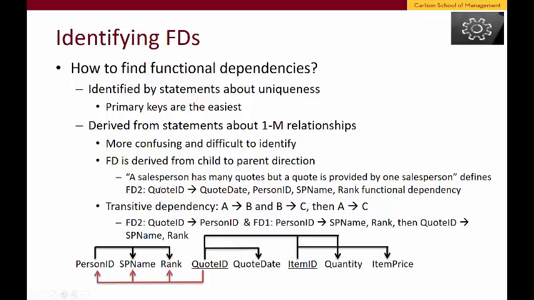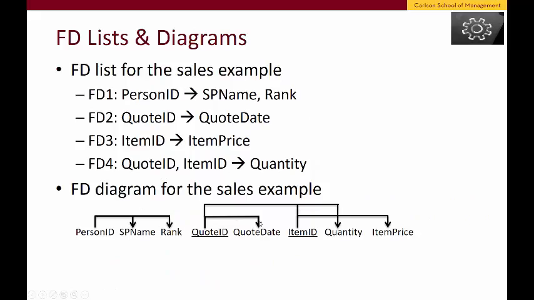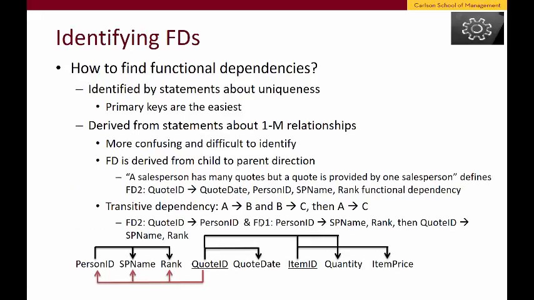now FD2, as shown here, okay, contains so-called transitive dependencies. Since quote ID determines person ID, and since, according to functional dependency number 1 from the previous slide, the person ID determines salesperson name and rank, then quote ID transitively determines salesperson name and rank as well. This is shown here, in the abstract. Okay, so you can definitely detect redundancies in this sentence by looking at these transitive dependencies. Okay, so this might be a good place to pause this presentation.